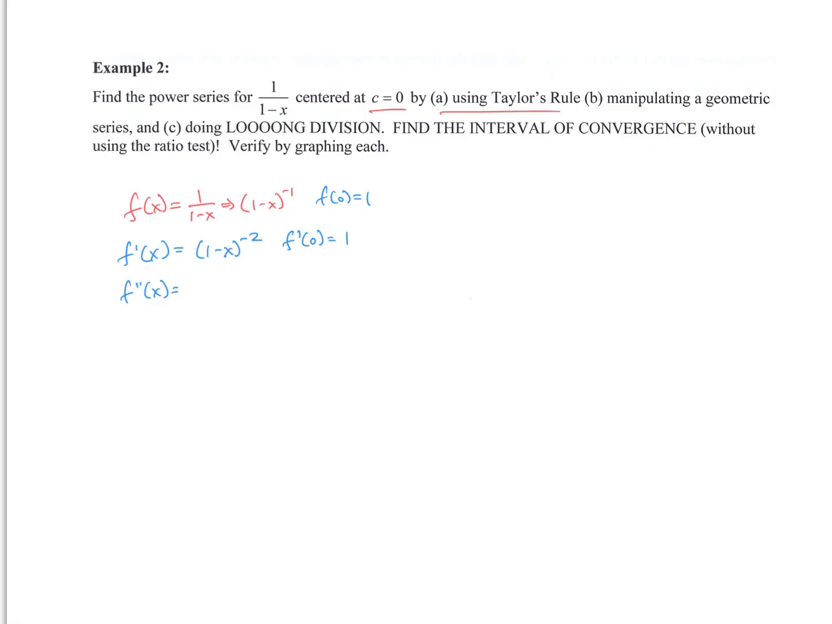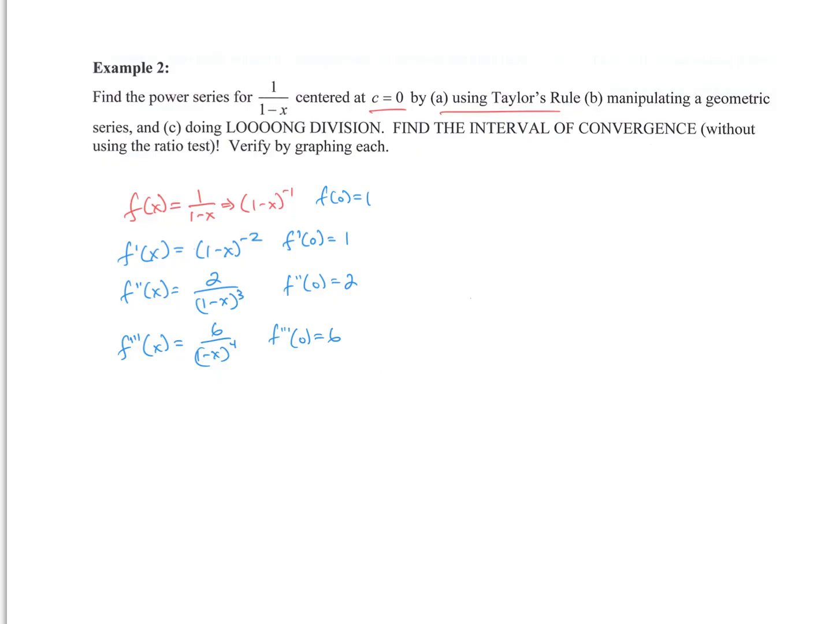What's out front though? A 2. All right, and so then f double prime of 0 would happen to be what? 2. And then, let's keep going. Let's do one more. F triple prime of x would happen to be what? 6 over 1 minus x to the power of 4. And so f triple prime of 0 is 6.